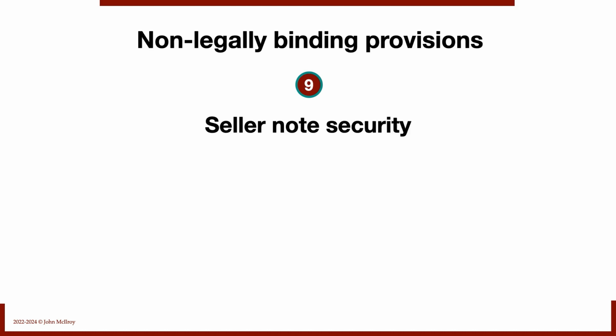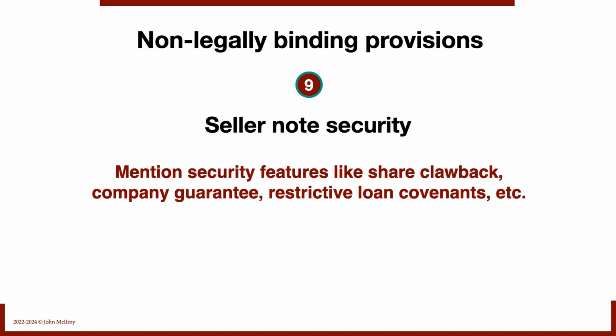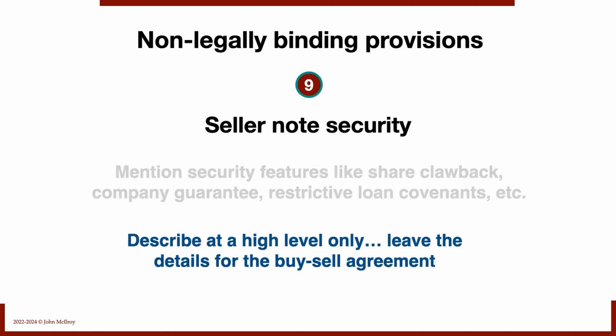Number 9, seller note security. Mention security features like share clawback, company guarantees, restrictive loan covenants, etc. Whatever you have in your security package, it's very important to the seller. If you plan to finance a large chunk of the deal through vendor financing, they want to know what kind of security they're going to have. But describe it at a high level only. I would leave the details for the buy-sell agreement.